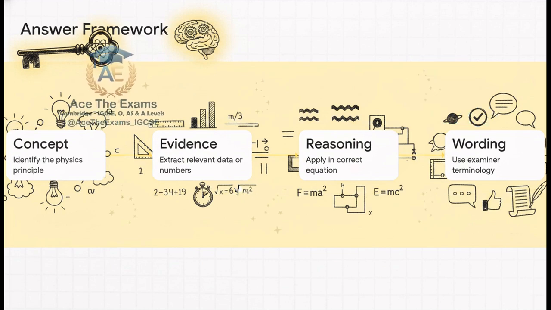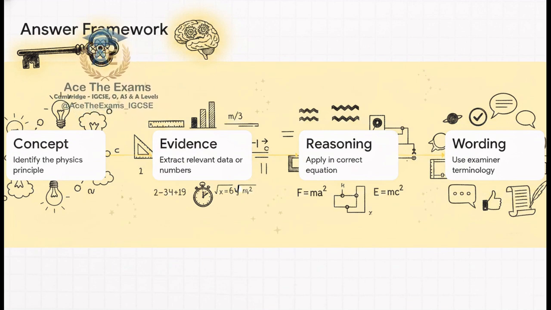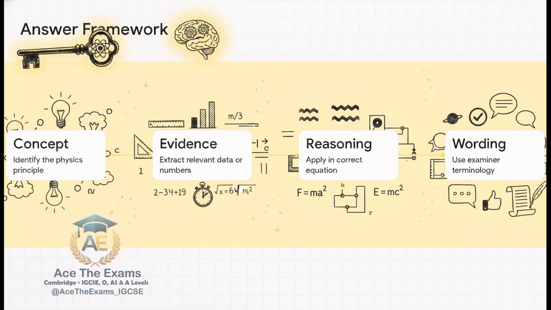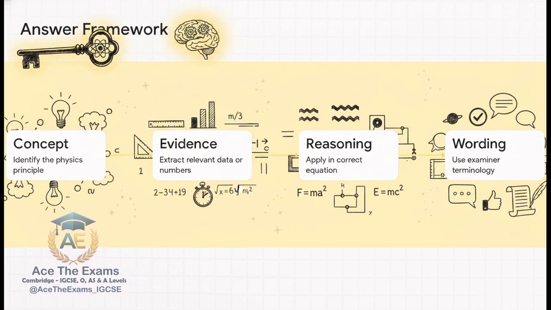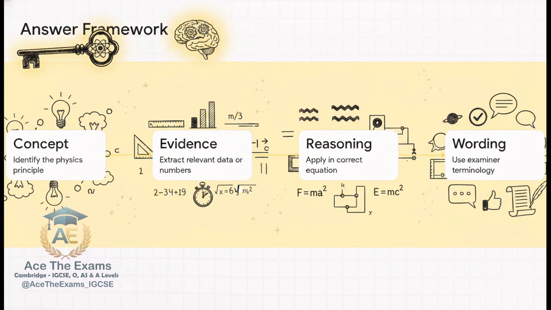Step 2. Extract the evidence or data. Pull the relevant numbers and units straight from the question. Step 3. Apply scientific reasoning. Show your substituted values inside the correct equation. And step 4, use examiner wording. Wrap the whole thing up using the exact terminology the mark scheme demands.